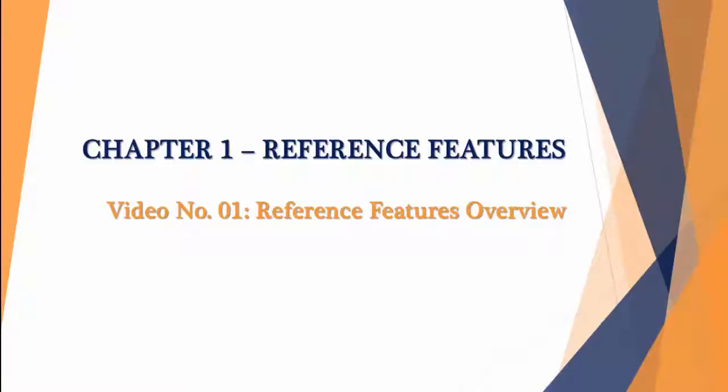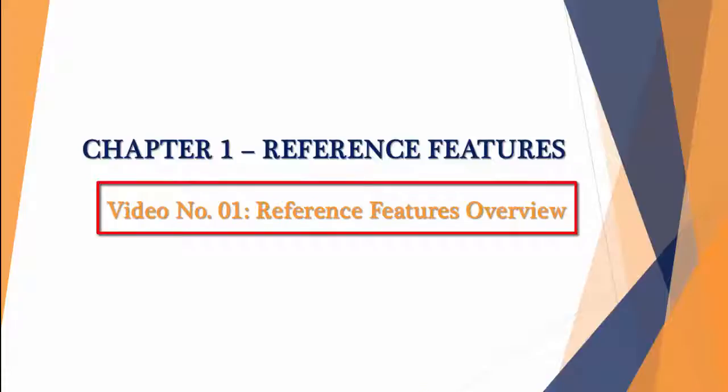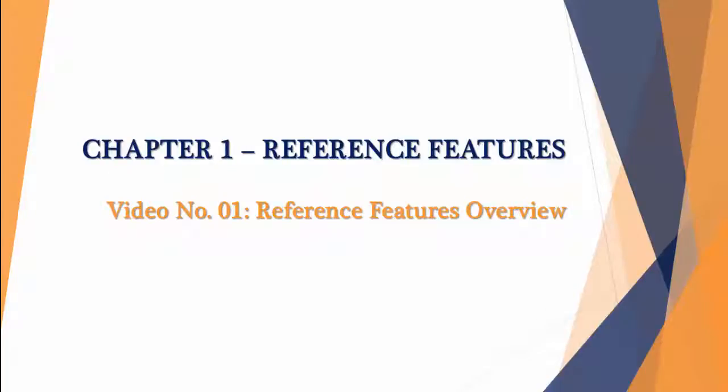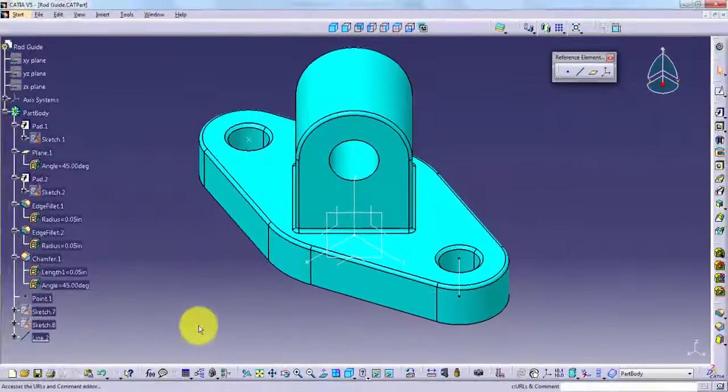Hello and welcome. In this video segment, I'm going to present an overview about reference features within Catia V5. So let's get started. Reference features are objects that you commonly use to construct a model. There are four types of reference features: reference planes, reference lines, reference points, and axis systems.